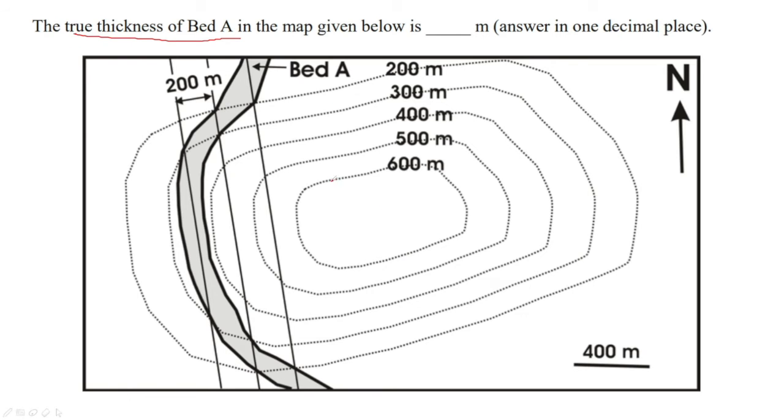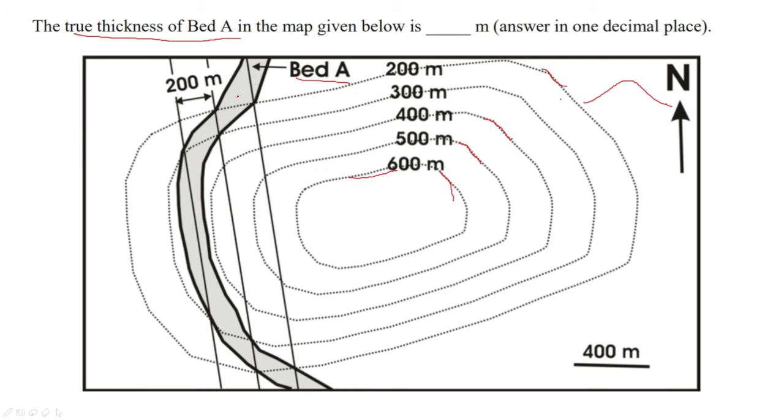So in the map you can see these contour lines, and you can see a dome-shaped topography which is represented by these elevation contours. The central portion is at 600 meters height, and the height is decreasing all around it till 200 meters. So you can see that yes, the topography is a dome shaped topography or a small hill. And a bed A is exposed on this surface.